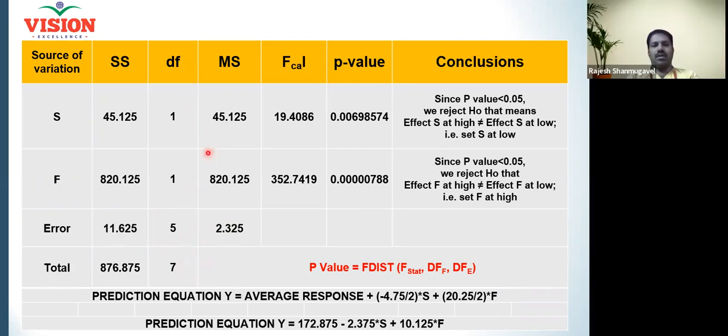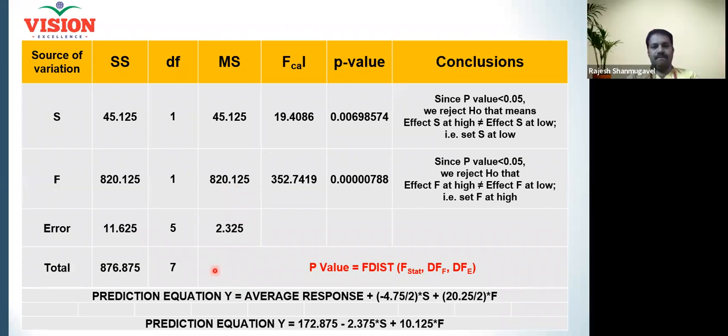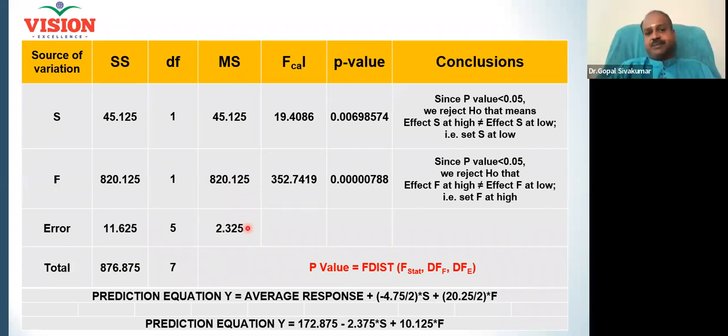Okay. Now the fourth column: mean sum of square. Mean sum of square means sum of square divided by degree of freedom. This is what Minitab is doing. Sum of square divided by degree of freedom. 45 by 1, 45. 820 by 1, 820. 11.625 by 5, 2.325. Do all of you understand this one? You don't have to calculate it for the total, only for the 3 effects. And now you need to calculate something called the F score.